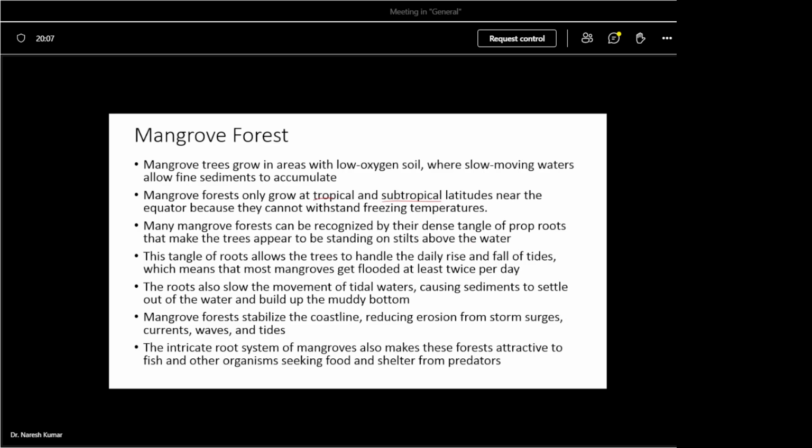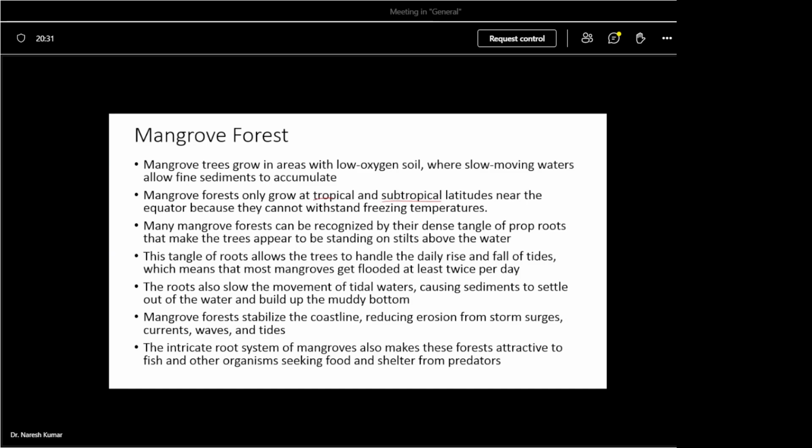Now the roots, they tangle and allow the trees to handle the daily rise and fall of tides. So that's the preventive mechanism that these mangroves have, which means that most mangroves get flooded at least a few times in a day. This root also allows slow movement of tidal water, and this allows the sediment to remain close to the root.